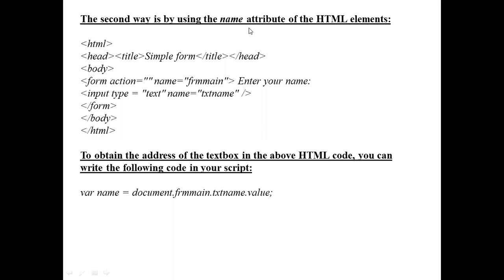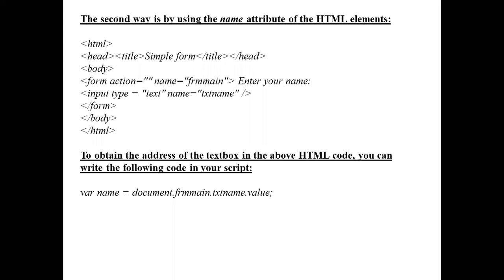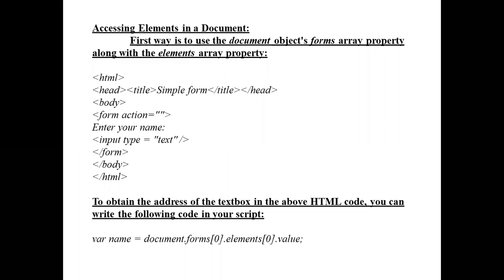Okay, second way using the name attribute, to obtain the address of the text box: document.frmmain.txtname.value. So frmmain is the name of the form, txtname is the name of the text box. Okay, next one, getElementById. So here it returns the element with id equal to txtname. Okay, these three are the different ways of accessing elements in your document.